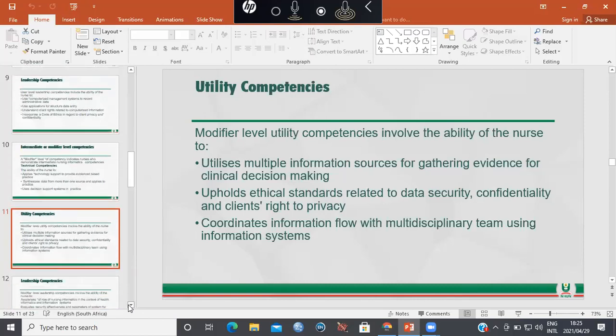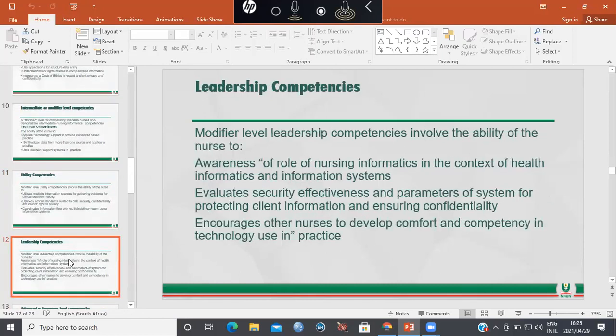So we look at utility, we are moving to leadership competency, and it says that the ability under leadership competency involves the ability of the nurse to have awareness of the role of nursing informatics in the context of health informatics and information systems, evaluate security effectiveness and parameters of the system for protecting client information and ensuring confidentiality, and encourage other nurses to develop comfort and competency in technology use in practice.